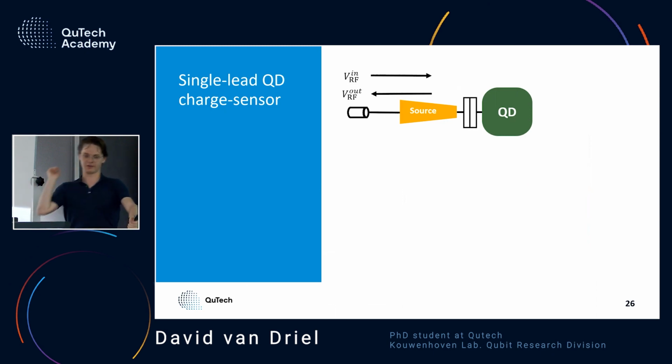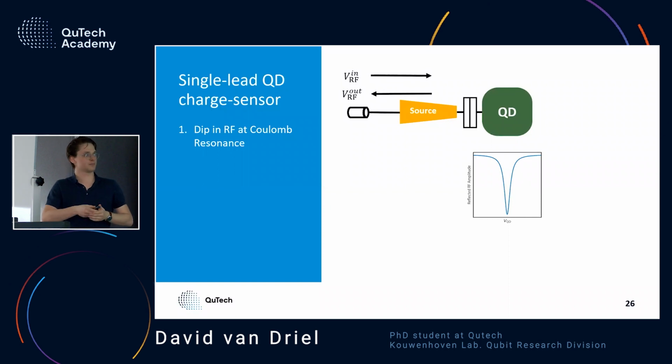So we're sending in an RF wave, and it comes back. We look at the reflected signal and the change. And what you expect for a quantum dot is a dip at the Coulomb resonance. So when you have a charge degeneracy point, you get a dip in reflected signal. Okay, this works, but then this is not something in itself. You want to use this as a tool. You don't want to study it.